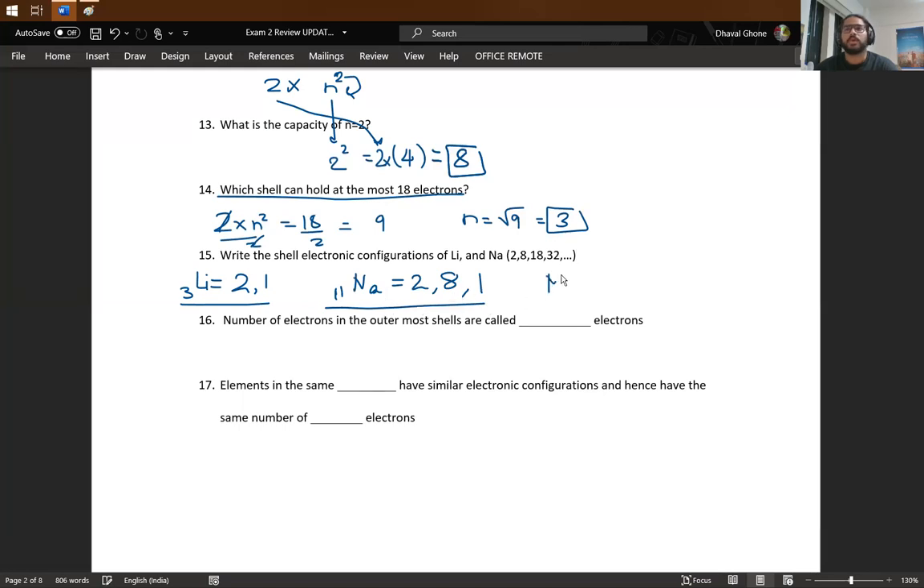If I have to do one more as an example for you guys, I'd say magnesium 12. First shell can hold 2. I'm going to put 2. Out of the 12, I've placed 2 over here. I have 10 remaining. The next shell can hold 8. Out of the 10 remaining, I'll put 8 over here. Leaves me with 2 electrons. The next shell can hold 18. I only have 2 left, so I'm going to put those 2 in there and then call it good.